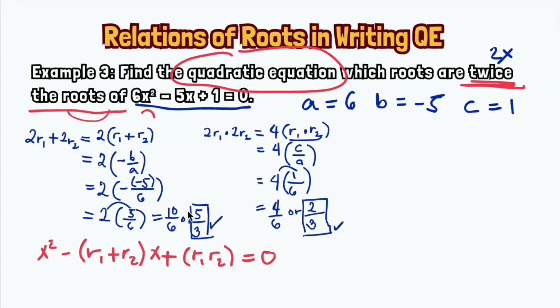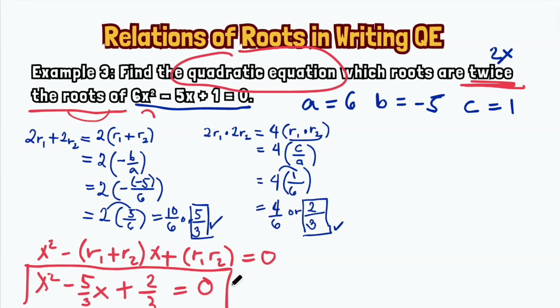So, nakuha na natin kanina yung sum and product, no? We have this particular x squared minus the sum, which is 5 over 3. We will use this particular information. X plus the product would be 2 over 3. Okay, so we have 2 over 3 equals 0. Okay, so this is the other form, the final form, or the other form of this quadratic equation.